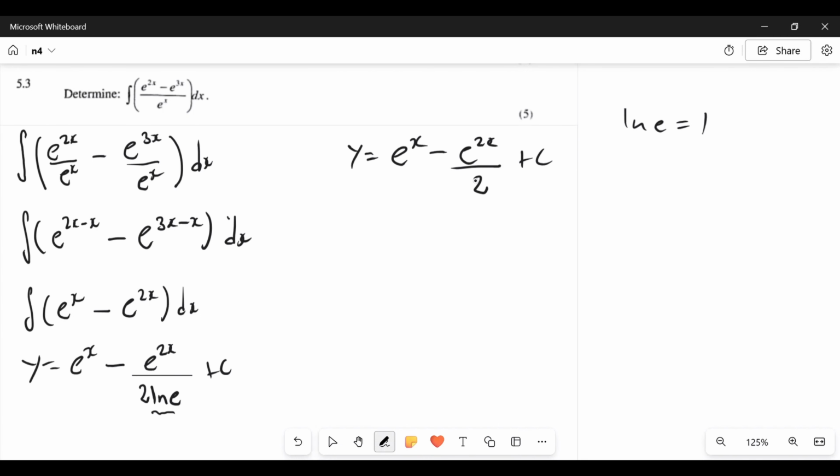This was straightforward, really not that difficult. All you needed to do is simplify.